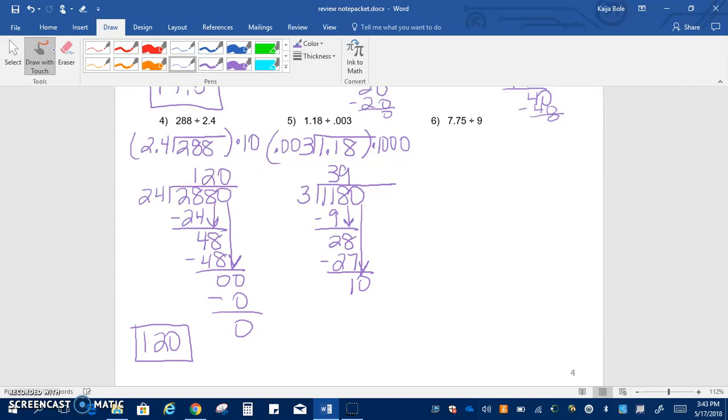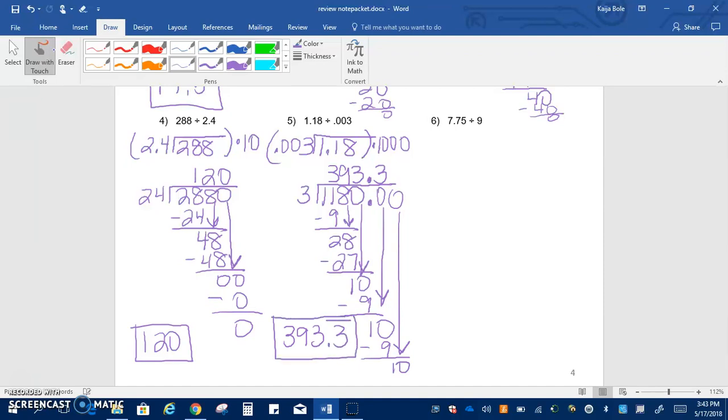3 goes into 10 3 times, so I subtract 9, and now I'm left with 1, so that means I need to add a decimal, bring it straight up, and then bring down a 0. And then 3 goes into 10 3 times again, so I subtract 9, I'm left with 1, I bring down another 0. So I think you can see the trend here. We're going to have a repeating decimal. We're just going to keep doing this forever. So our final answer would be 393.3 with the repeating bar above it.